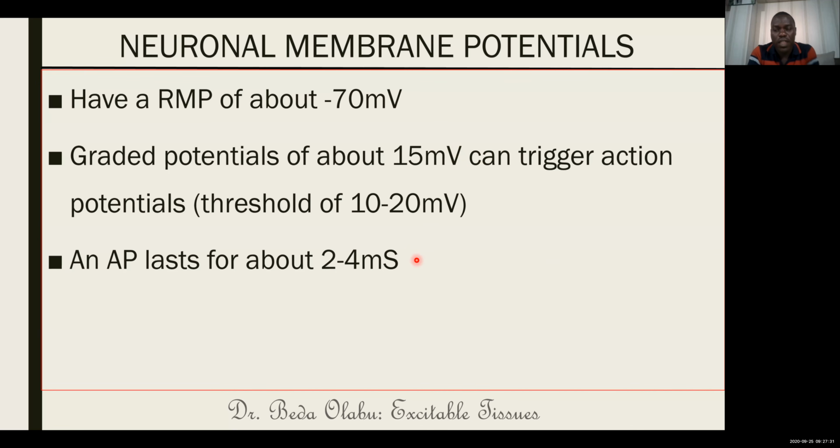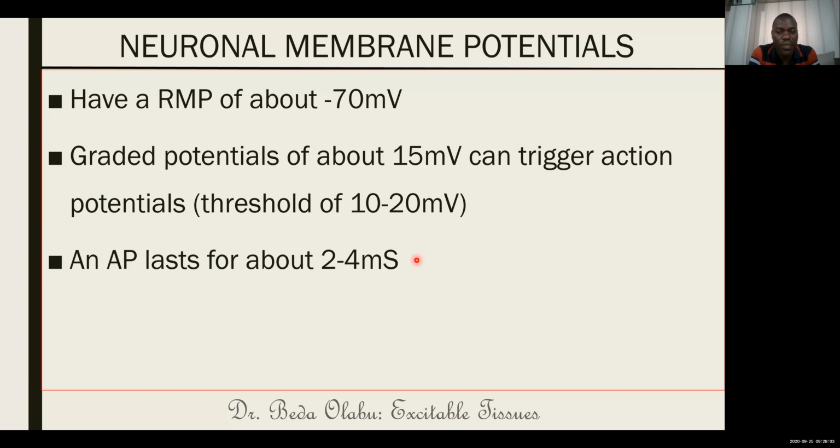We said that action potentials can only be generated by depolarizations. A hyperpolarization cannot generate an action potential. Now, action potentials in neurons last for about 2 to 4 milliseconds. The time span between the origin of an action potential and its end is about 2 to 4 milliseconds.